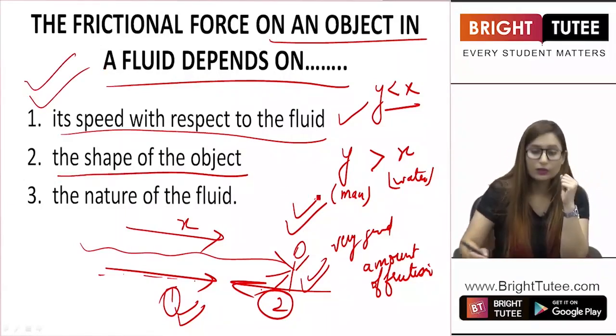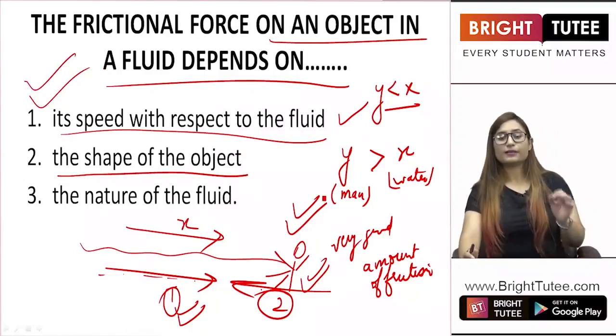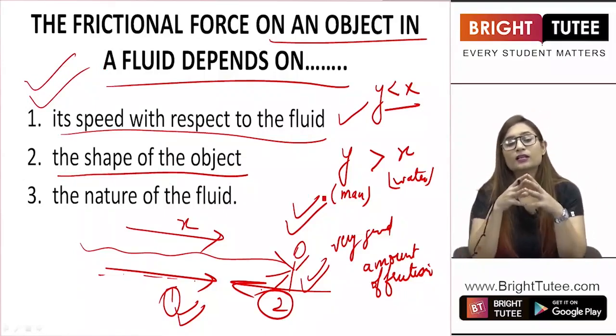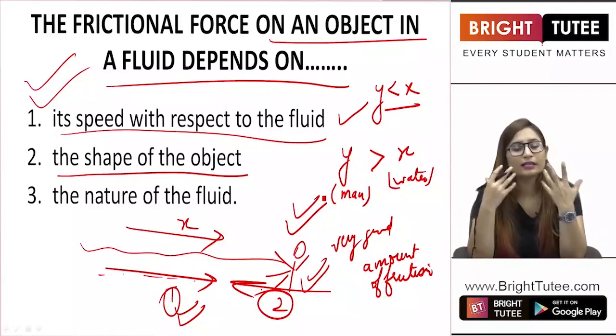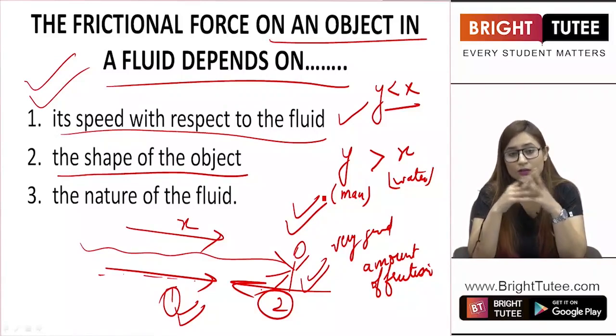Then the shape of the object. Now students, this is a very important factor basically. You have seen that fish and other aquatic animals have specific shapes, due to which they are able to move in water in any direction they want to, and at a good speed as well.